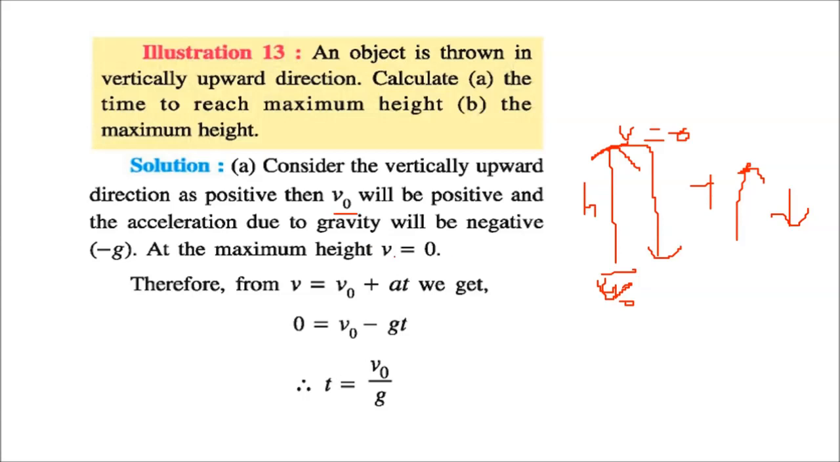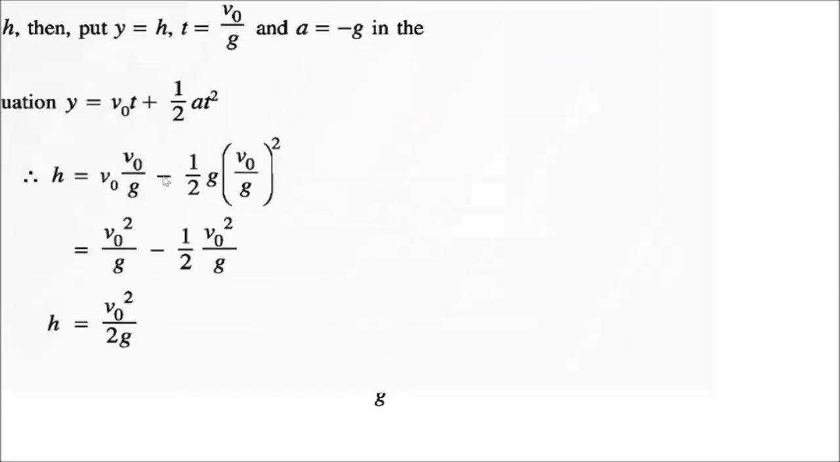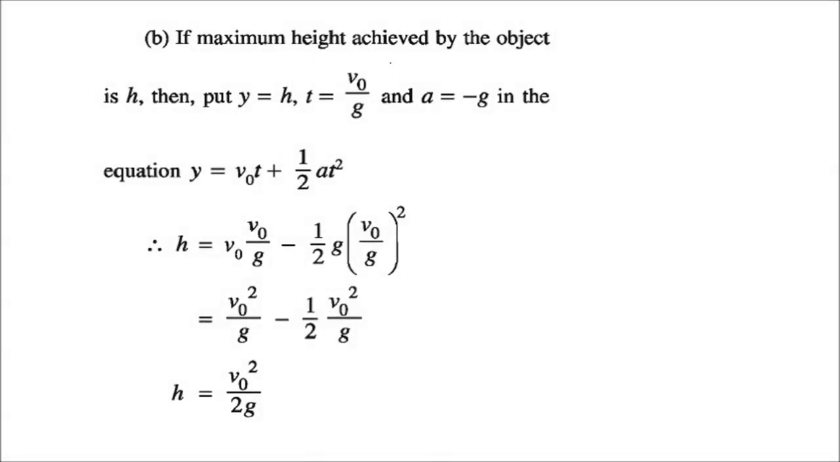We know that the maximum height will be reached at v equal to 0. So v equal to v0 plus at. Let us put all these values which we defined: 0 equal to v0 minus gt. t becomes v0 by g. So as we have got the time, the maximum height, let us take it as h. Now put y equal to h, t which we just found to be v0 by g, and acceleration as minus g, in the motion equation y equal to v0t plus half at square. We get h equal to v0 square by 2g.